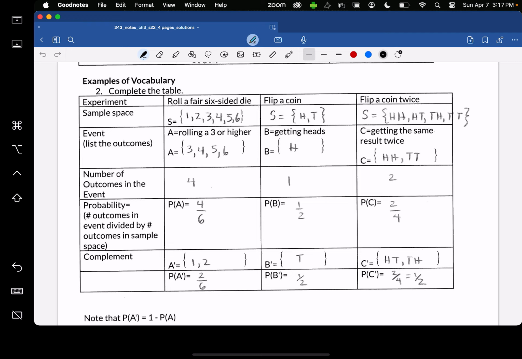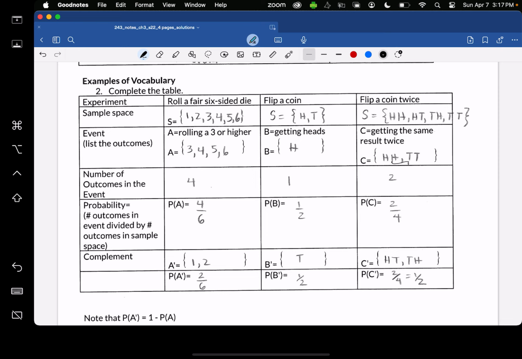Now, here's an example of an event. If I say that the event A is rolling a 3 or higher, then I can put curly braces and say 3, 4, 5, 6 are my 4 outcomes in the event. Flipping a coin, getting heads, well, then H is the only outcome in that event. And getting the same result twice, the result would be HH or TT that fit that event.